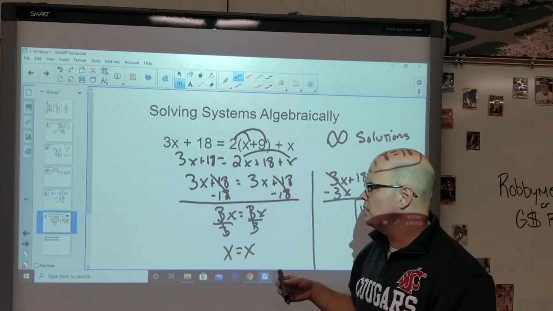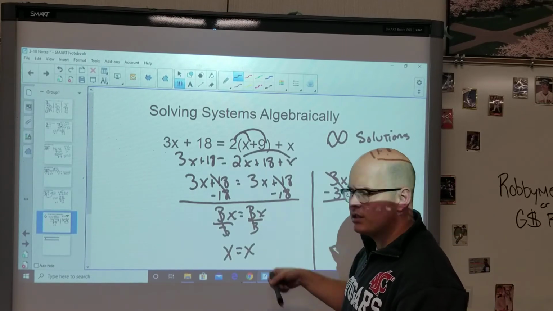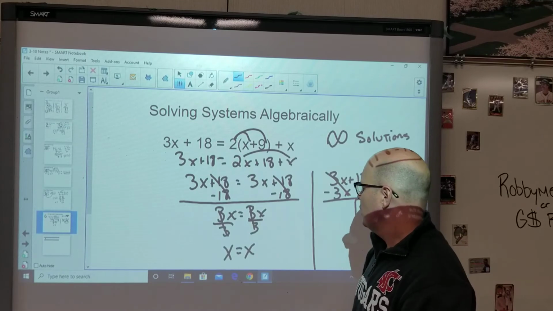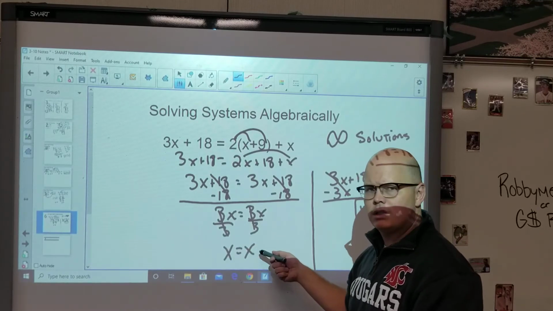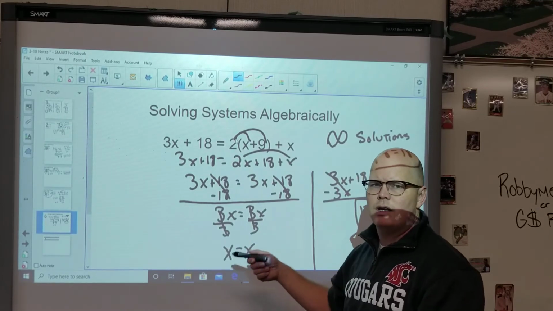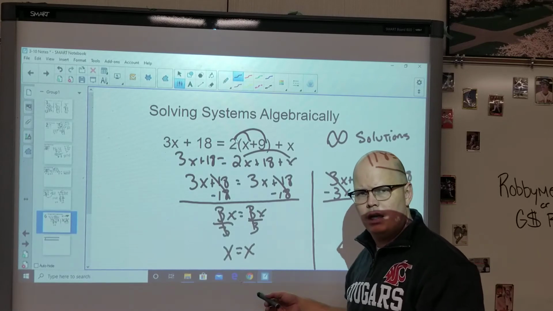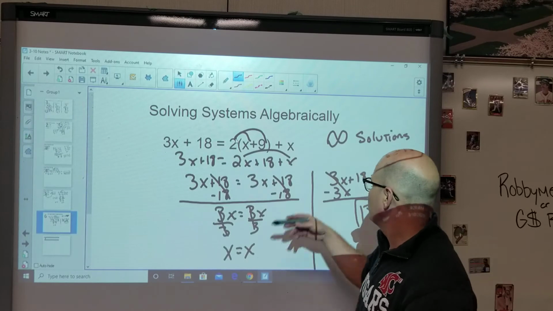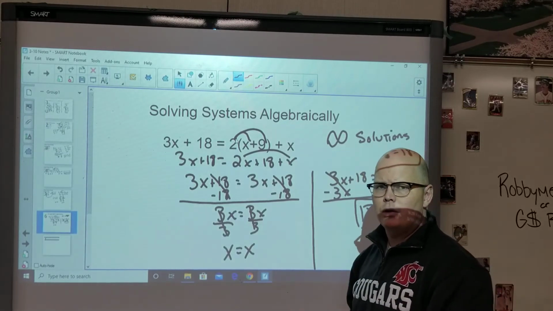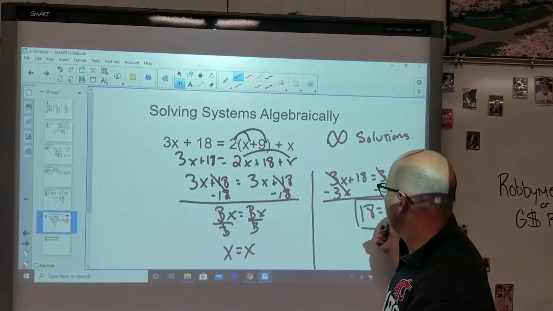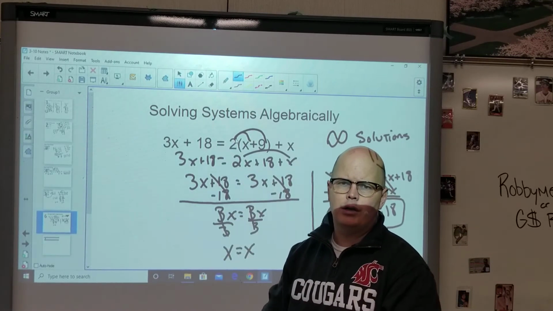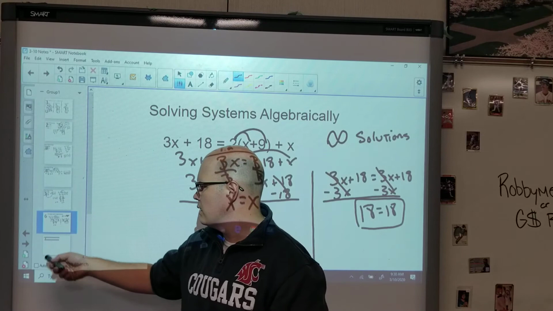And I want you to pay attention to that verbiage that we've been using. Same slope, same y-intercept. That means it's going to be infinite solutions. Okay, if you get down and it's x equals x, or 7 equals 7, or 10 equals 10, or anything that's equal to the same number, that is a true statement, which means there's infinite solutions if that's all you have left. Those are going to be the key terms for that matching pairs that you're about to complete as part of your exit task.